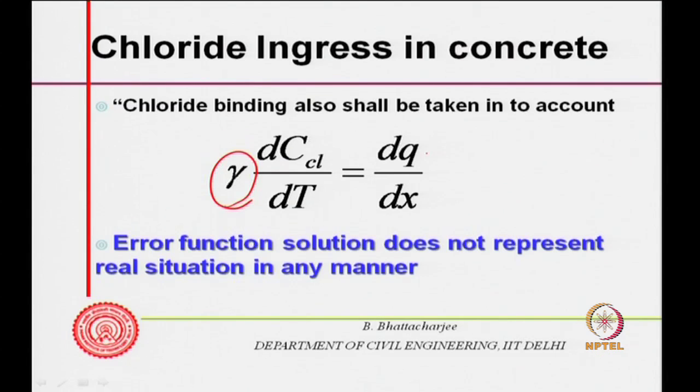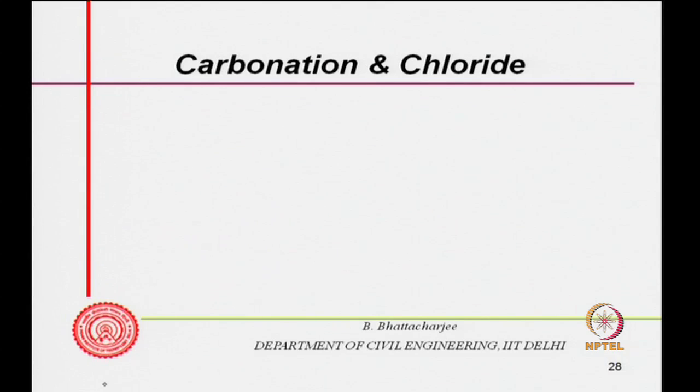Therefore, the error function solution does not represent the real situation in most cases. It does not. Chloride binding is the factor of total chloride to free chloride ratio. You must balance the total chloride and the flux, the rate of change of flux which you have used earlier, and it would be something like this.